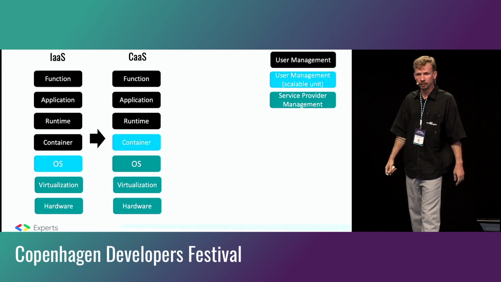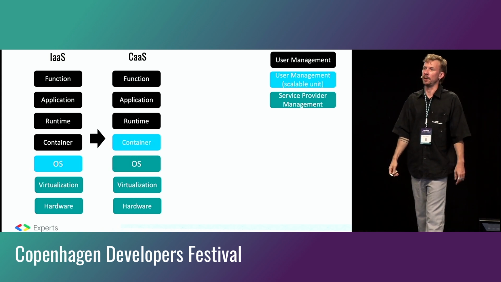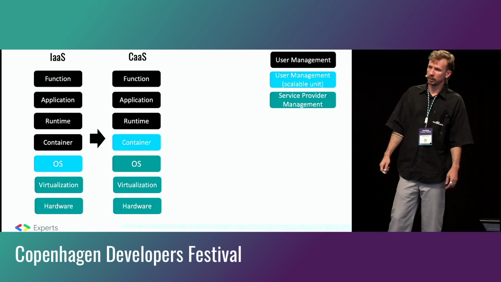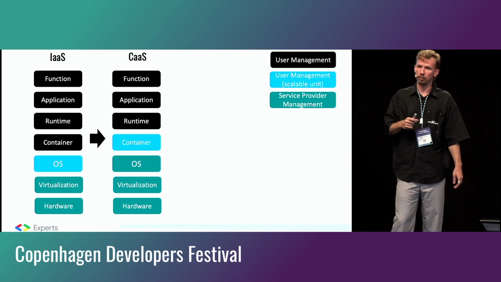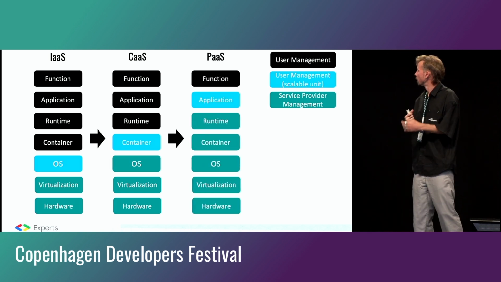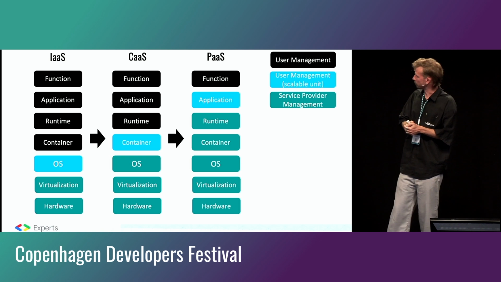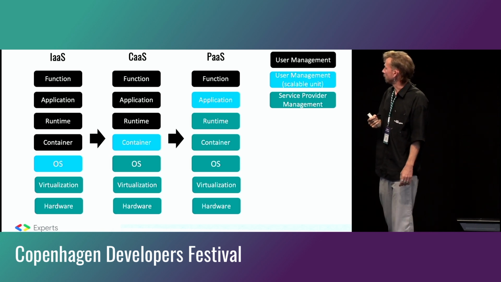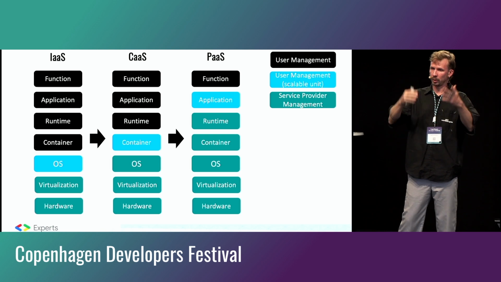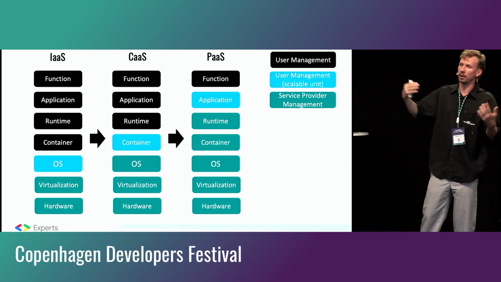The next step of evolution was CaaS, container as a service. So you install your own container, and it's scaled, but the operating system is provided by the provider. The next step is platform as a service. In this case, even the runtime is provided by the provider, and you only install your application, and the application itself scales.